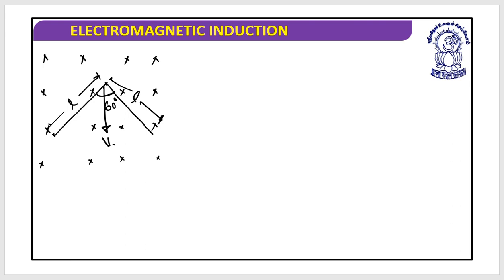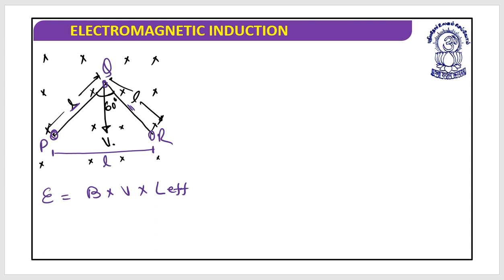Let's call this end P, this end Q, and this end R. Then motional EMF E would be equal to B into V into L effective. This would be the point where the rod has started, this is the end where the rod has ended. So this is the effective length. You can understand this is L, this is L, so this must be L. Yes, it's an equilateral triangle. So this is equal to B into V into L.